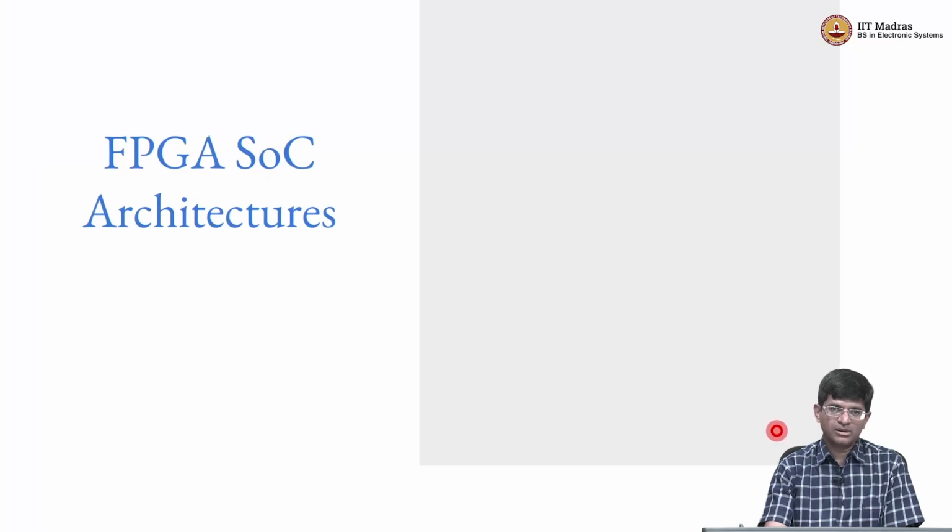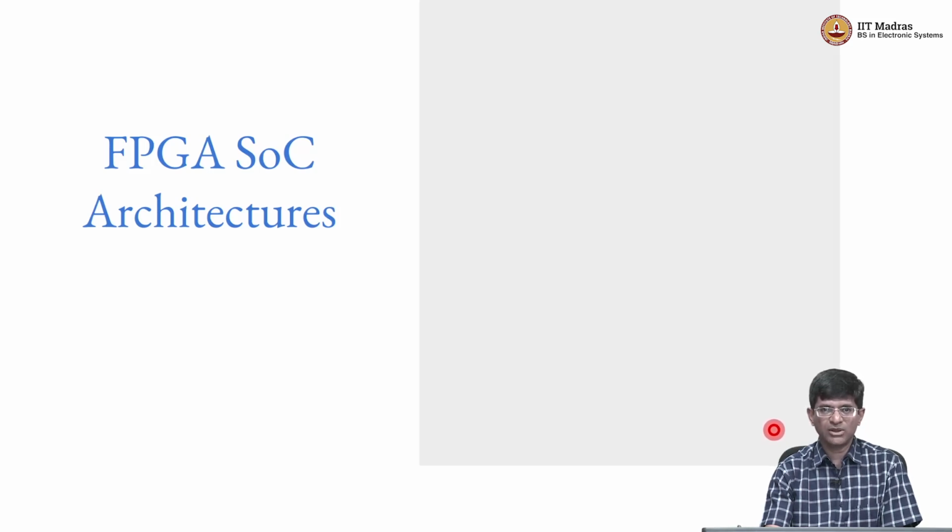Okay, now we have previously looked at the notion of systems on chip, and increasingly what we find nowadays is that there are so-called FPGA SoC architectures. An FPGA is a field programmable gate array, which basically means an array of gates that can be programmed to implement any kind of digital logic. An SoC is a system on chip where you basically have a CPU along with a number of different peripherals.